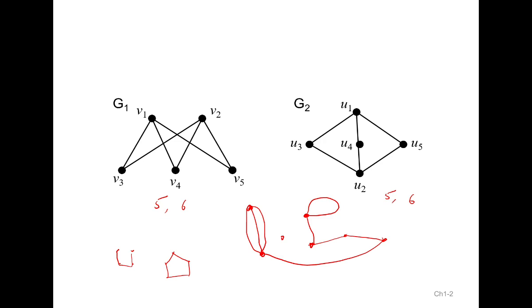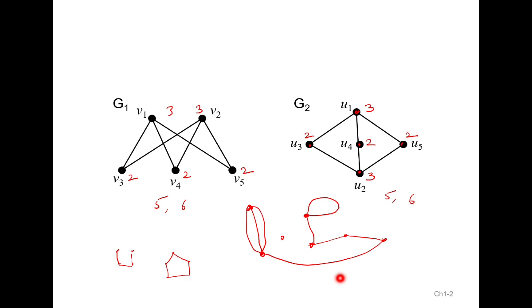For example, degree means the number of edges incident to each vertex. So u1 has 3 edges incident, u2 has 2, then 3, then 2, then 2. Here also 3, 3, 2, 2, 2. If the degrees didn't match, we could directly say they are not isomorphic. Now the degrees are also matching.